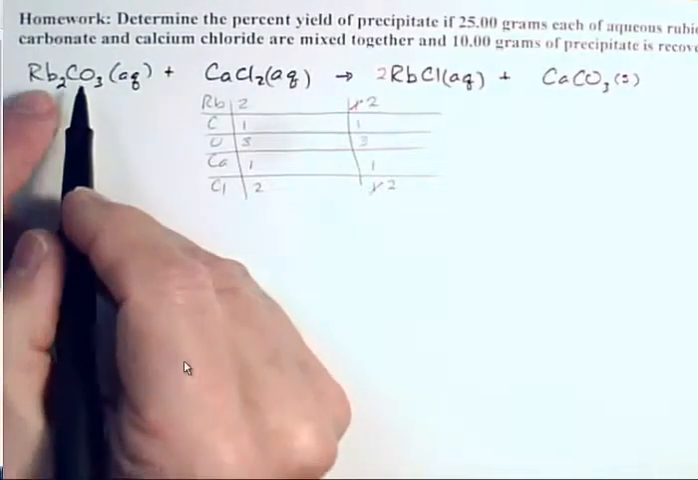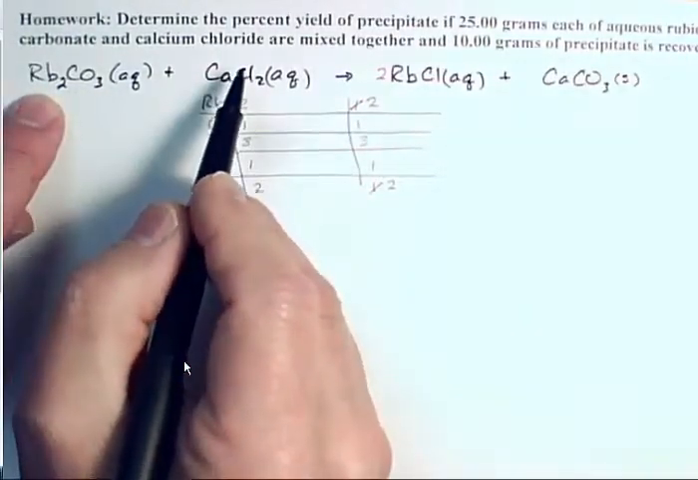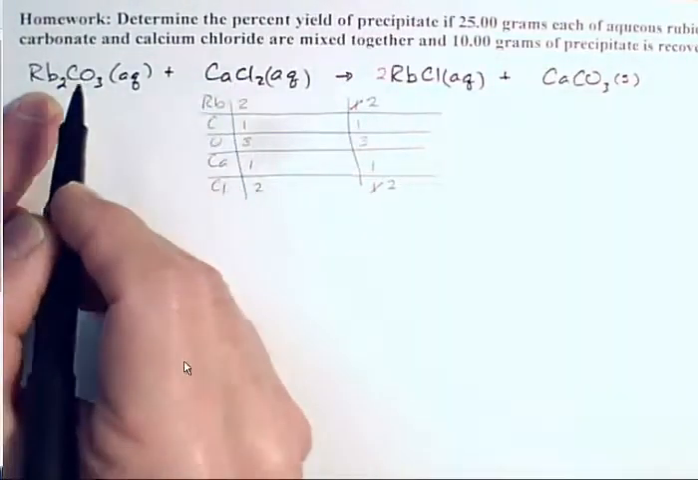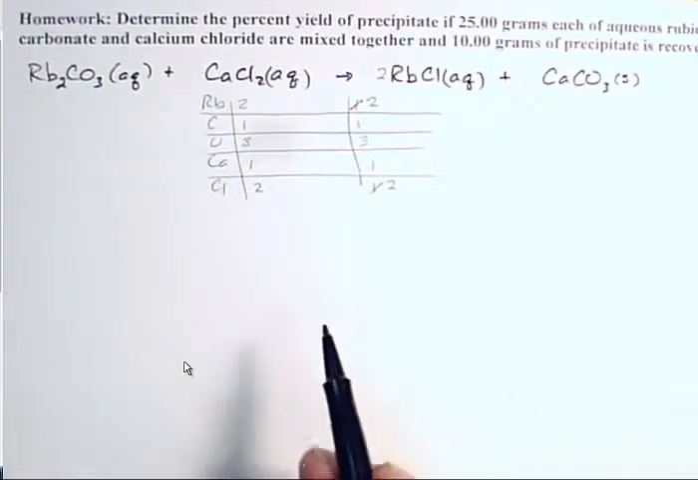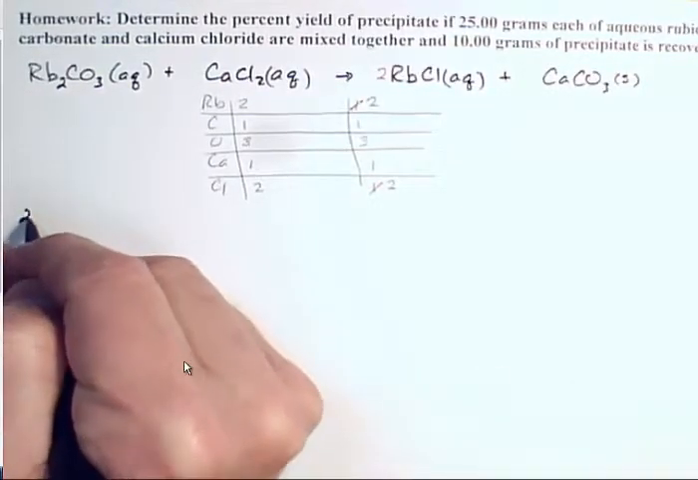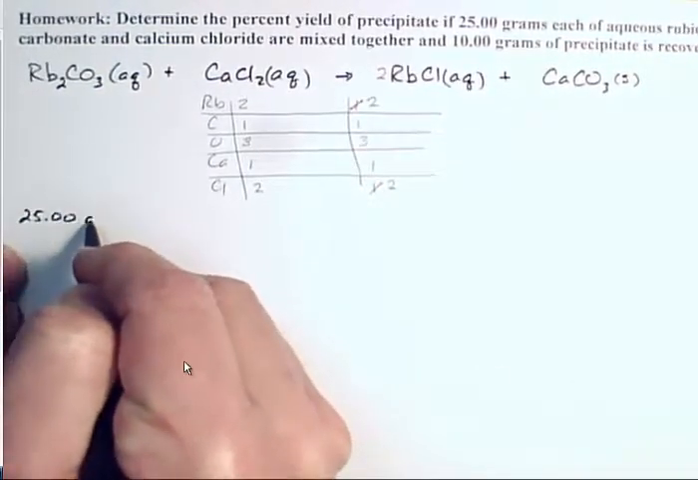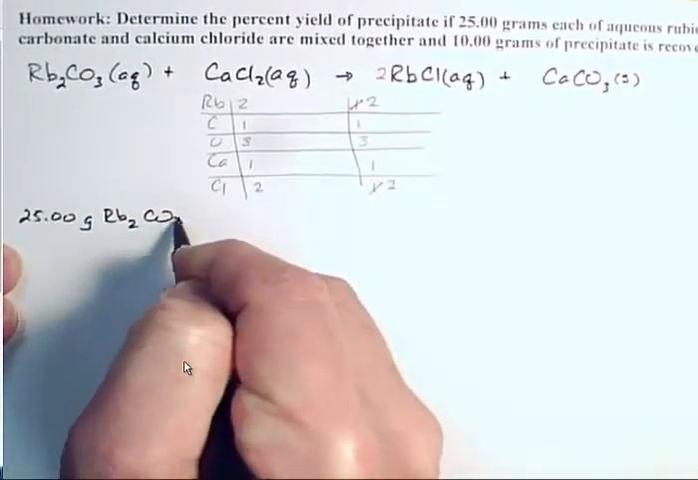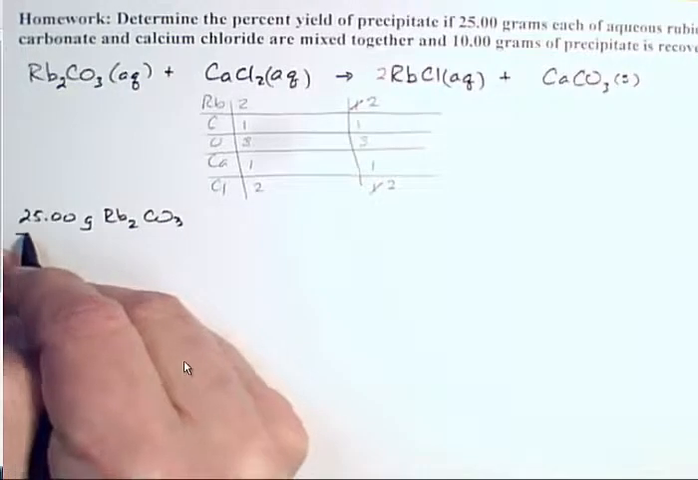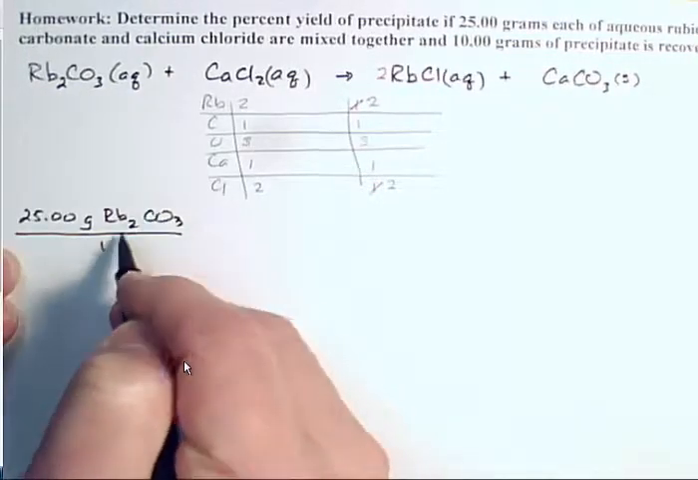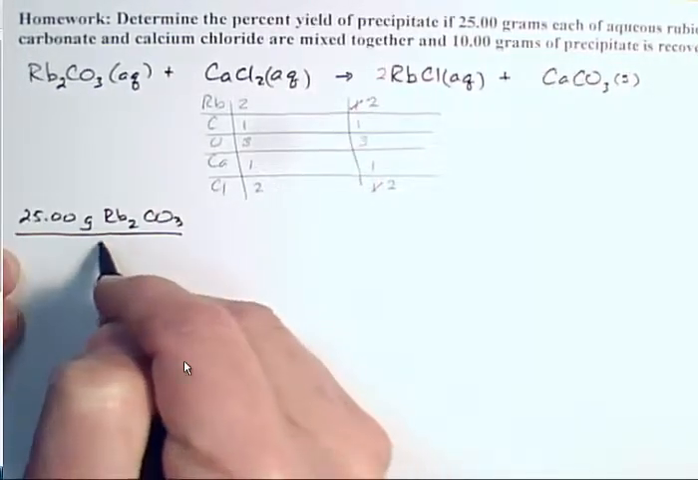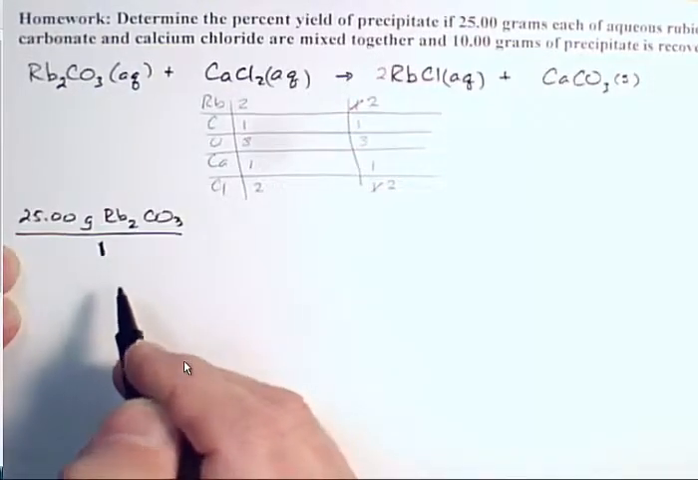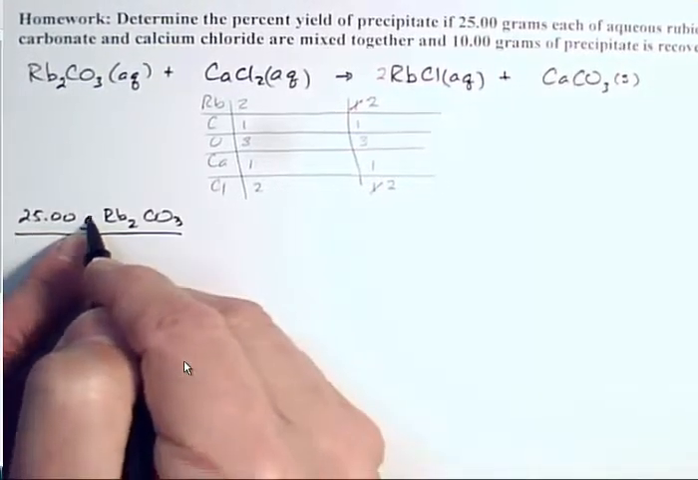So we start with either 25 grams of this or 25 grams of this, doesn't matter. I'm going to start with 25 grams of this just because it's the first thing I wrote down. I'll put the starting amount over 1. And now I need to convert this starting amount into moles. I've got it in grams. I need to convert it to moles.